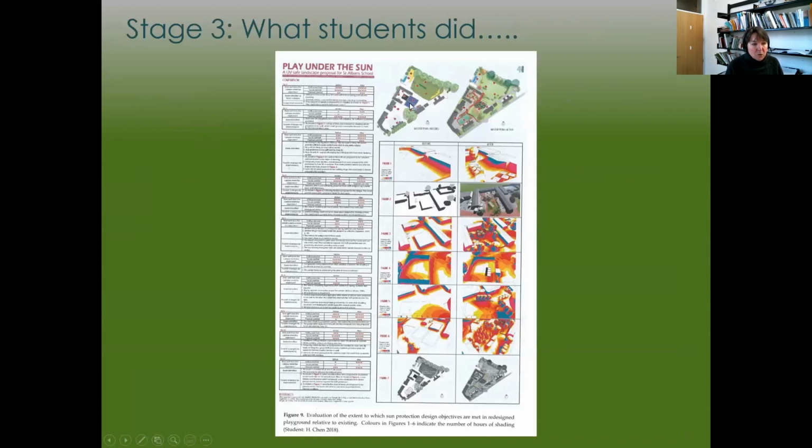So this is the before on the left here, and here's the after. And then on the right, they showed all the different ways their new design met their objectives. So you can see clearly here how the shading was improved.